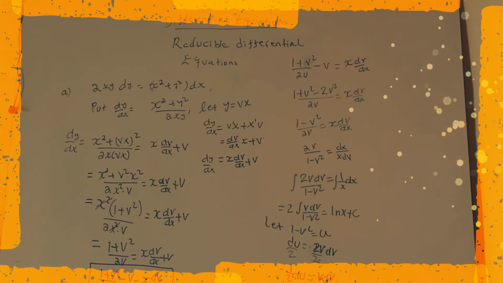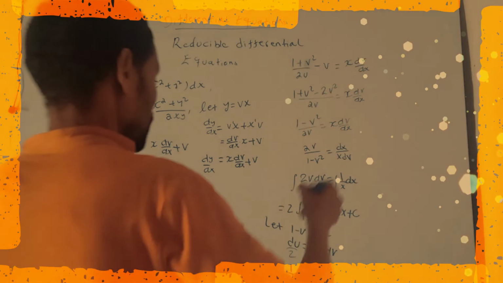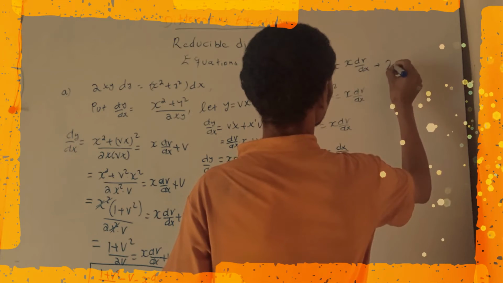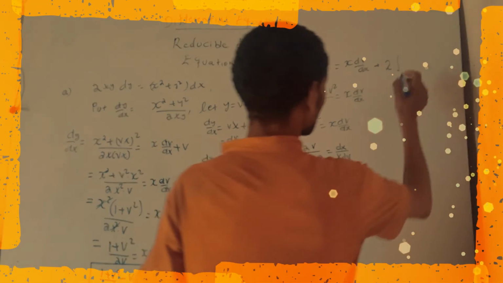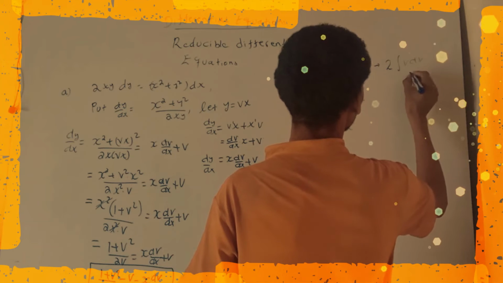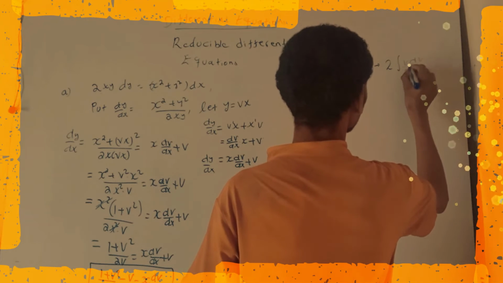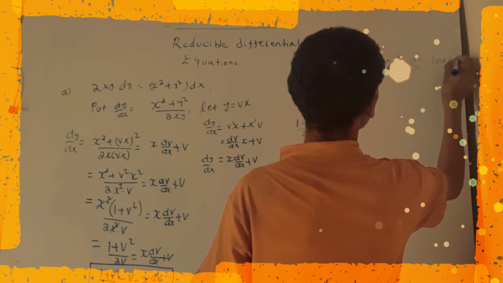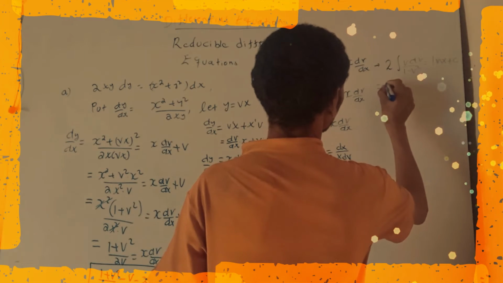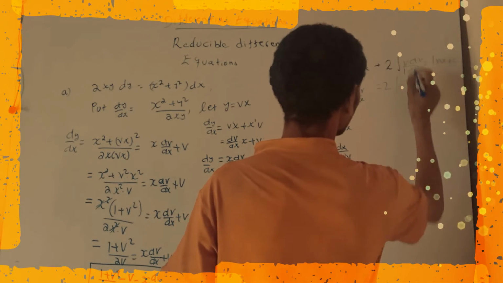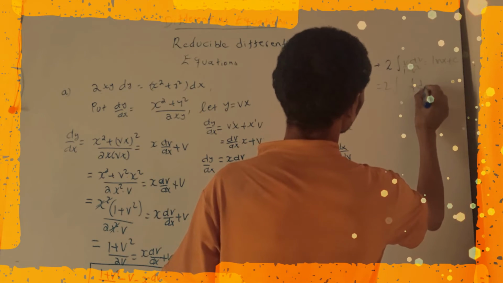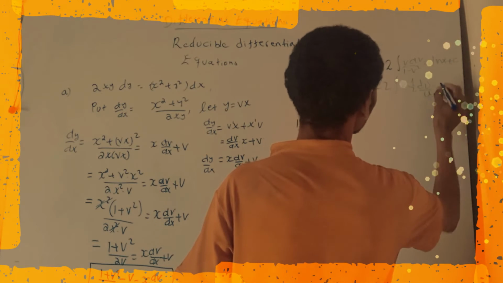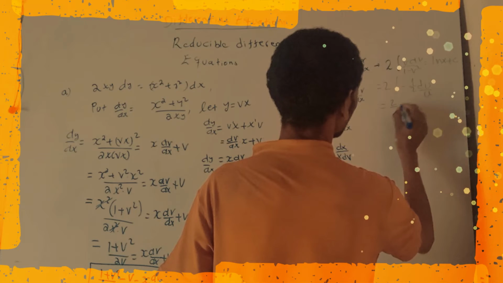Now let me again substitute that. 2 into the integration of v dv over 1 minus v squared equals ln x plus some constant c. 2 into, look at this, v dv means just 1 over 2 du with negative sign, over, what is this? Just u.